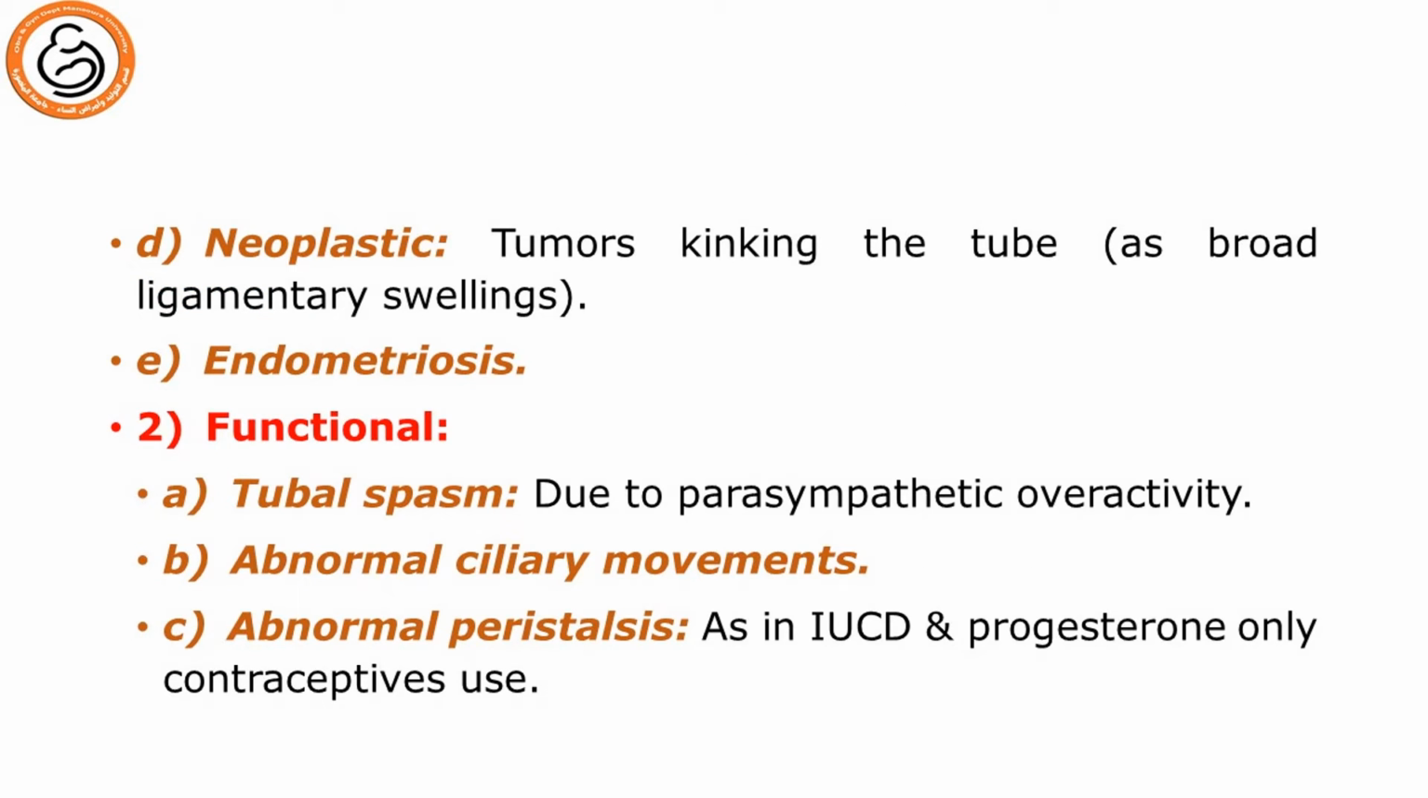Second is the neoplastic, where tumors cause kinking of the tube, like in case of broad ligament swelling, fibroid for example, or endometriosis with the associated adhesions and distortion of the course of the tube.